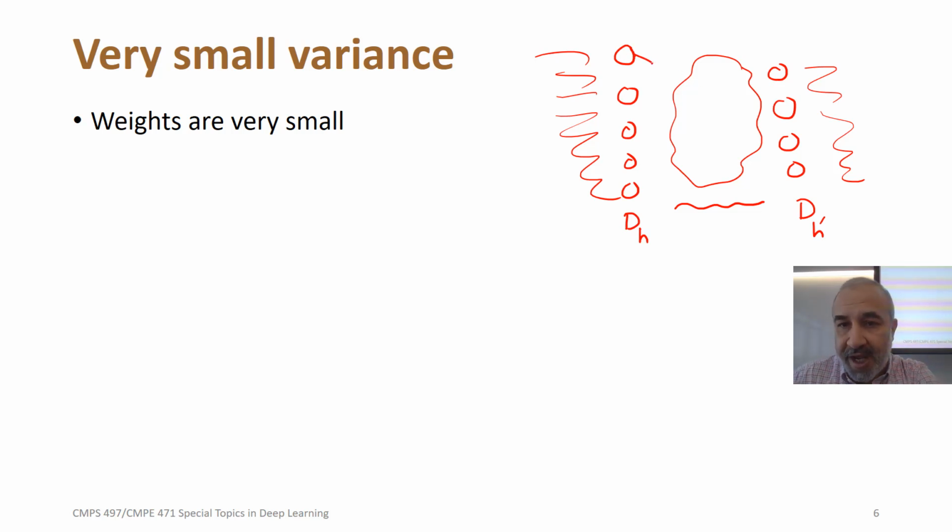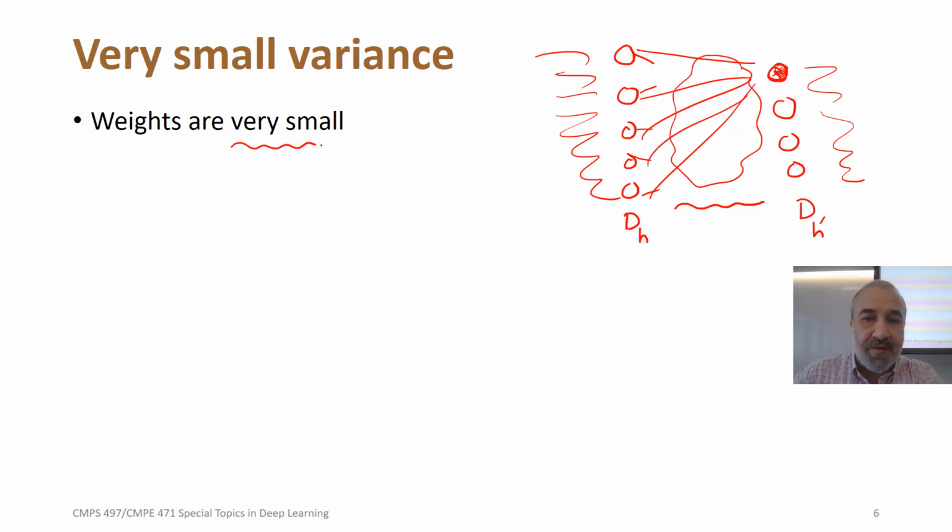We have hidden unit values here, right? Let's think about this node specifically. This node gets input from where? From all the nodes here, right? All the nodes here are connected to this node. But remember that the weights are very small. So what will happen to the pre-activation value? It will be smaller than whatever the hidden unit values are here. It will be very small, right?